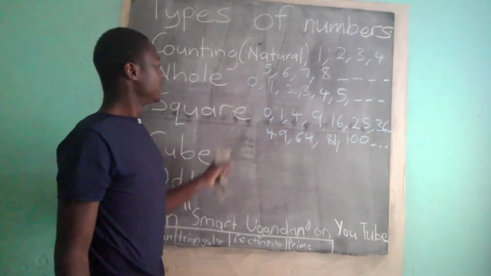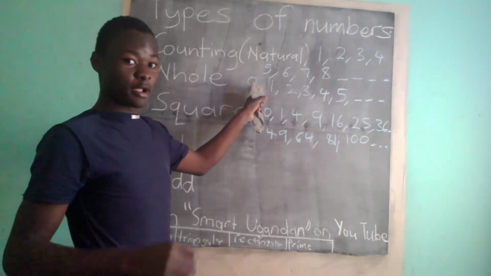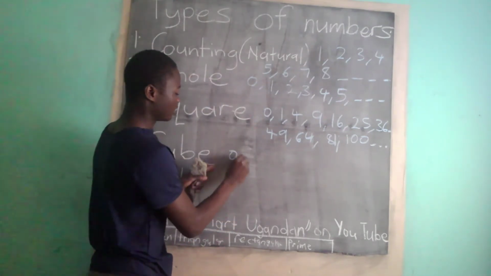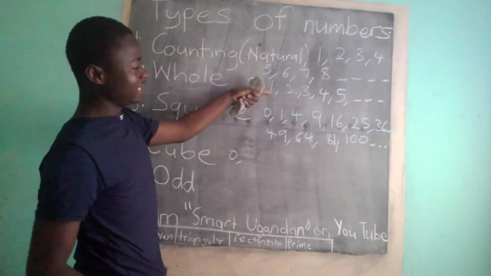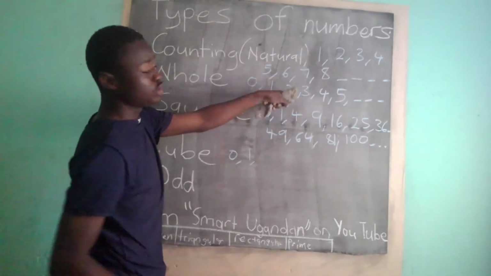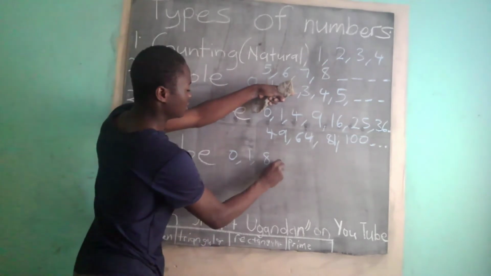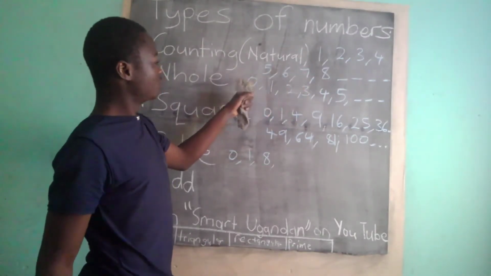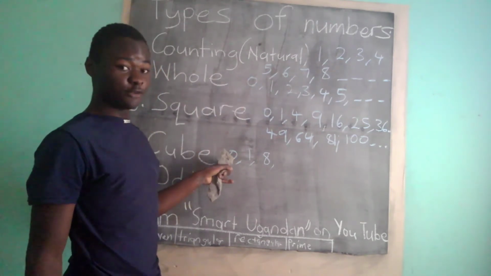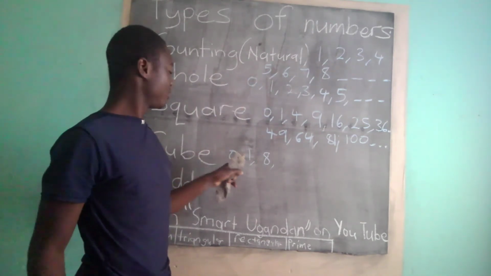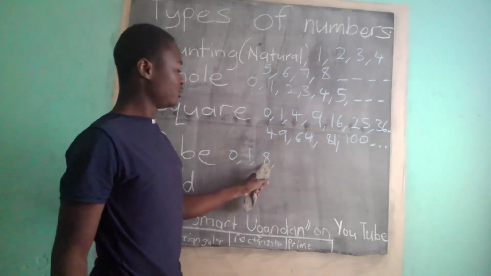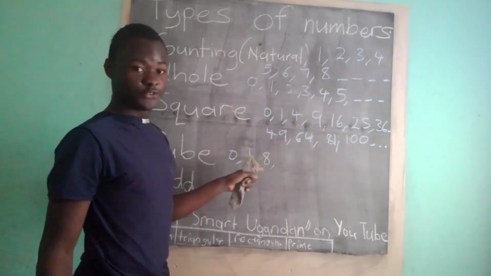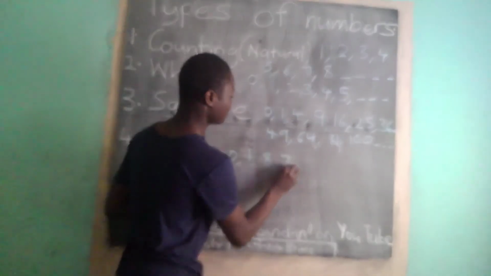Then cube numbers: just take the whole numbers and give them a power of 3. It's going to be 0 cubed, which is 0. 1 cubed, which is 1. 2 cubed, which is 8. Then 3 cubed. I got 0 cubed by multiplying 0 three times: 0 times 0 times 0 is 0. 1 times 1 times 1 is 1. 2 times 2 times 2 is 8. Then 3 times 3 is 9, then times 3 is 27.